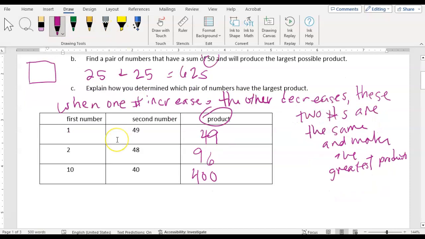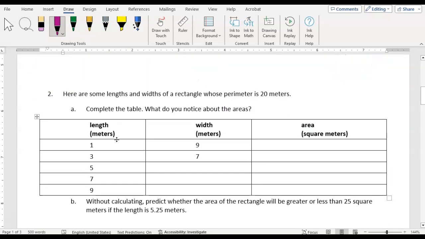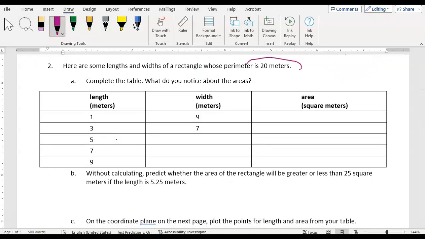All right. Here are some lengths and widths of a rectangle whose perimeter is 20 meters. So when we add it up, it is 20 meters. Notice that also means when we add up just a length and a width, it should equal 10, right? So length plus width equals 10. The area then would be 9. Here is 21. 5, then we need it equal 10, so this would be 5. This would be 25. 7 would be 3, is 21. And then 9 and 1 would be 9 again.